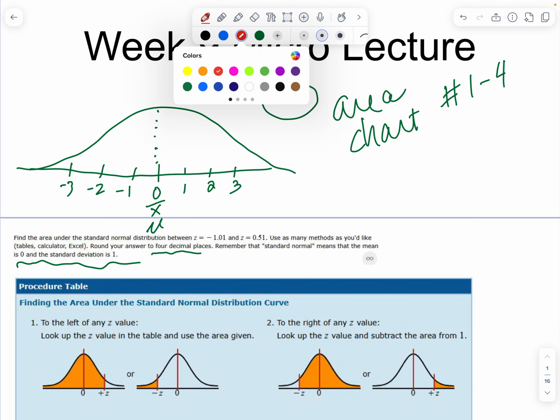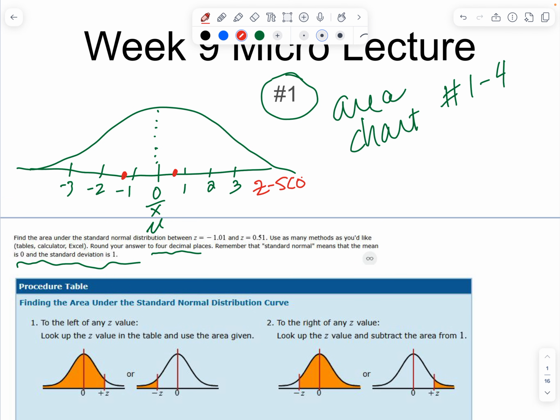In this particular case, we're looking to see what is the area that is between negative 1.01, which is right there, and 0.51, which is right there. So these are your z-scores, or your deviations away from average. All right, so that's going to be 0.51, and we'll do a little dash vertical line, and negative 1.01. Okay, so the goal is to get the area here in the center. Okay, so we're going to use some charts to help us out with this.